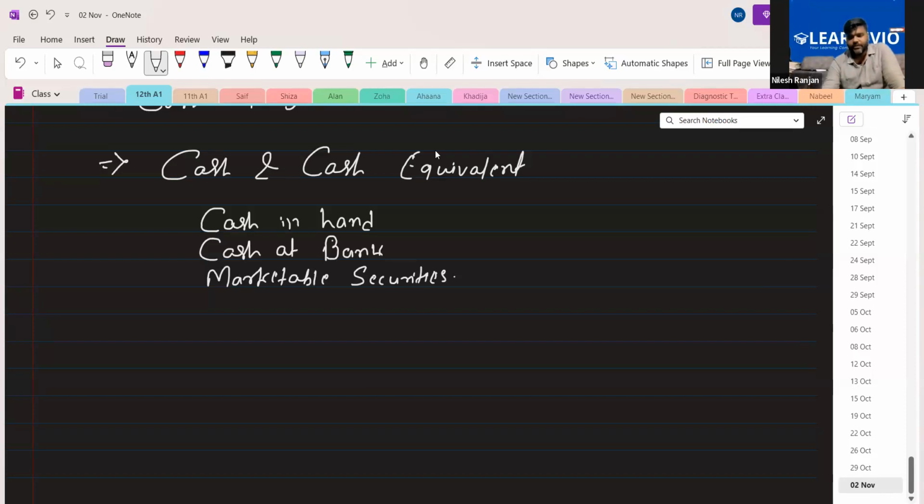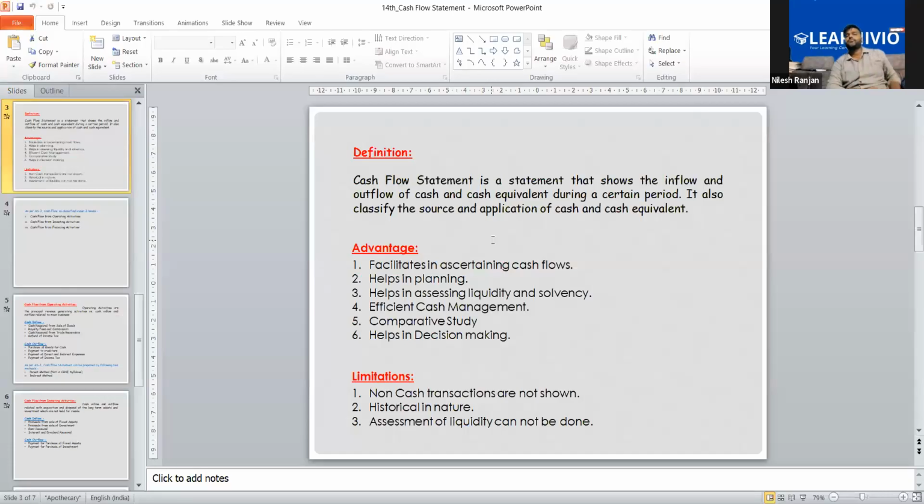Now, the cash flow statement. First of all, what is the meaning of cash flow statement? You will see the meaning here on the slide I'm sharing. Can you see? Yes, sir. So a cash flow statement is a statement that shows the inflow and outflow of cash and cash equivalent during a certain period. It also classifies the source and application of cash and cash equivalent.